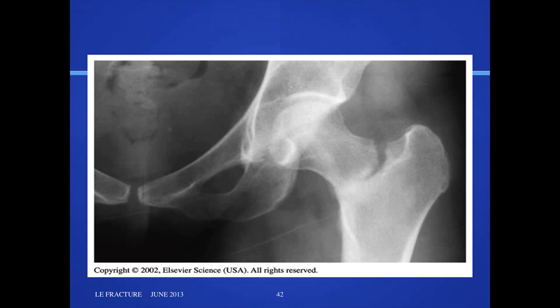Here you can see a fracture right through the femoral neck. Again, what can happen to a stress fracture later on if it is not treated properly with the adequate amount of rest and limited weight bearing.